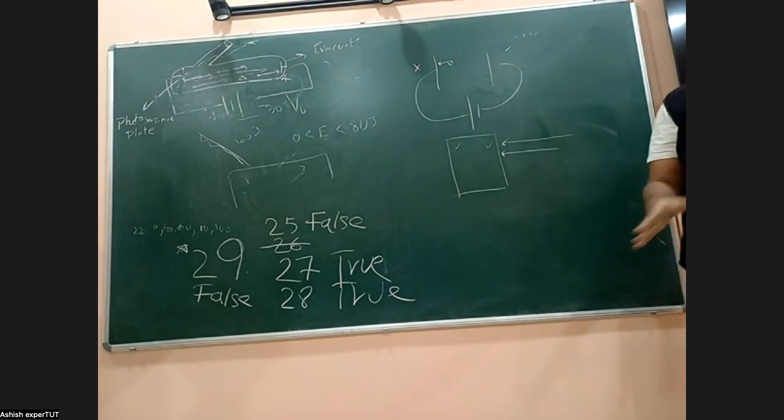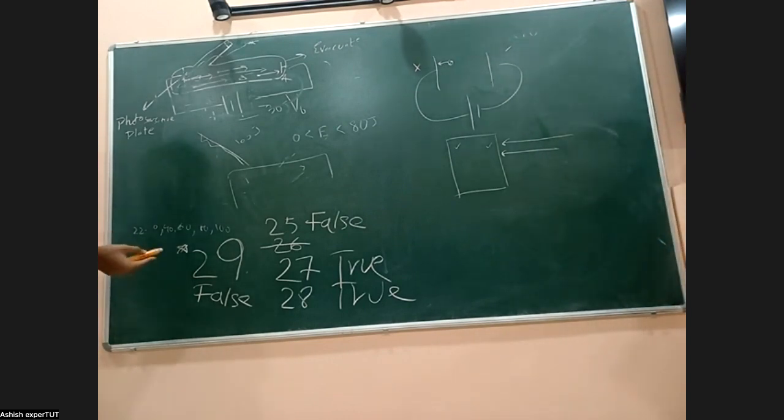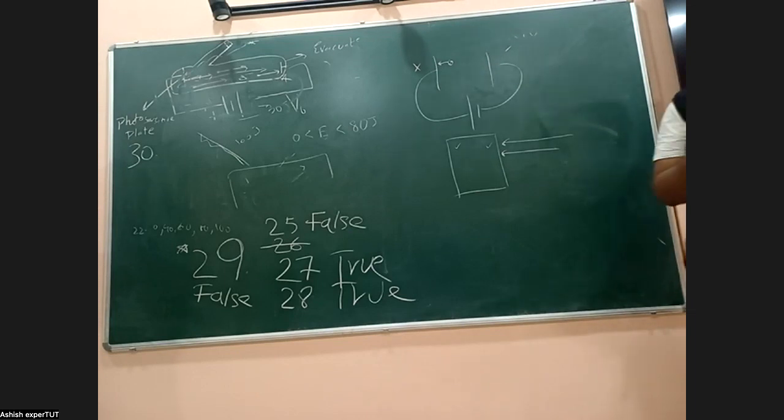Okay, next, 30. 30 is important, you must get it correct in one go. If you increase the frequency of incident radiation, the number of photoelectrons emitted increases. False, because it depends on frequency.